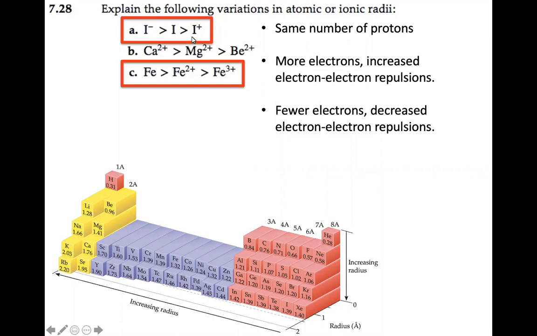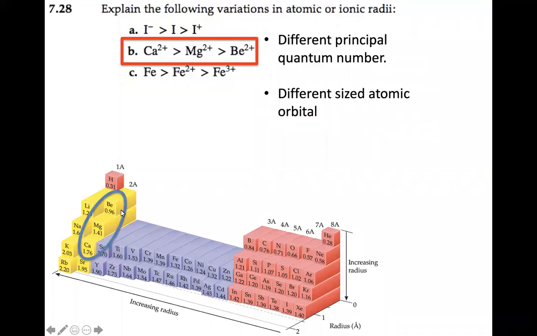How about an explanation for this set within B? What's going on there? Here they are on the periodic table. Within this one, I see that I have differences in the principal quantum number. Initially they were filling n equals 2, 3, 4. They've all become +2 cations. They all have different principal quantum numbers that they're filling, and that leads to differences in the size.